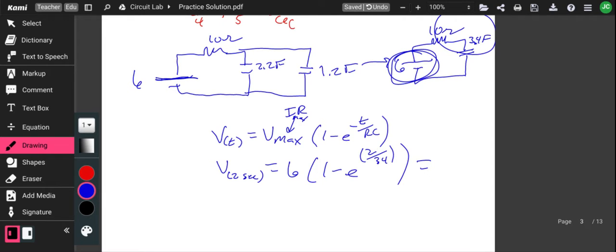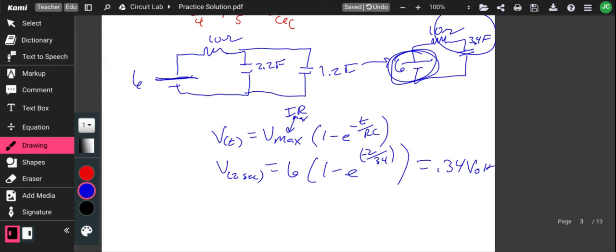And that's our answer. So at that time, 6 times 1 minus e, and we use the button on our calculator that is located, if you have a TI-30, it's the LN button, the second LN, e to the negative 2, there's a negative there, negative 2 divided by 34, and we get 0.34 volts. So after 2 seconds, we're at 0.34 volts.